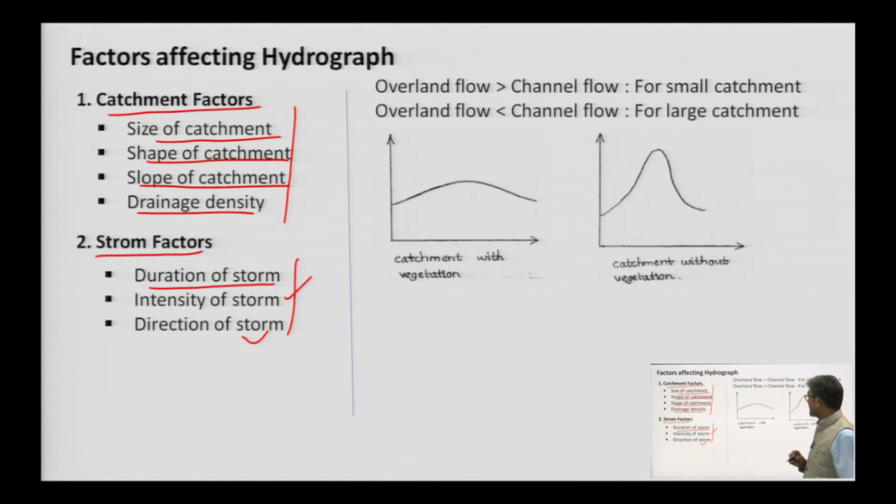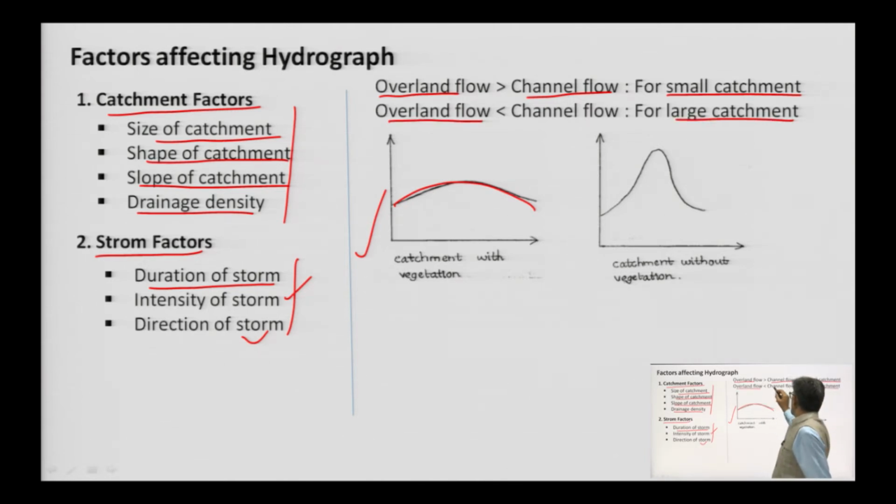Factors affecting, I told you previously: for a small catchment, overland flow is more than channel flow, and that is why we get this flatter type of peak. For a large catchment, overland flow is less than channel flow, then we get this type of shape.